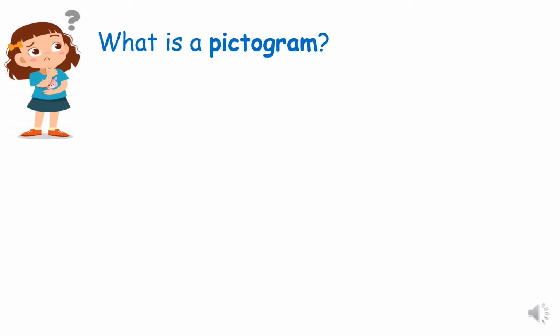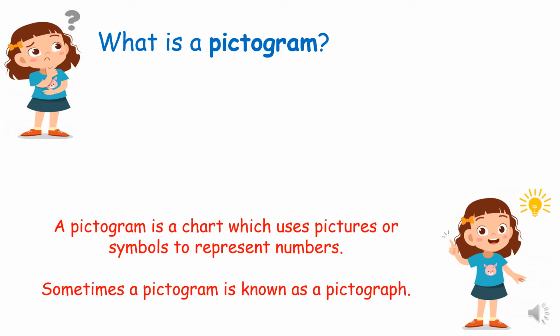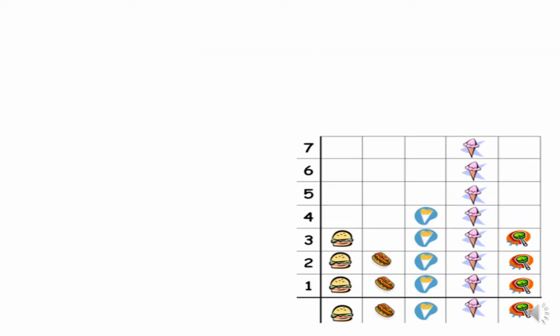So think back to yesterday's lesson. What is a pictogram? A pictogram is a chart which uses pictures or symbols to represent numbers. Sometimes we can call a pictogram a pictograph. So these are charts where we're using pictures or symbols rather than numbers. Pictograms are very helpful because they're very easy to read. We can look at them and instantly be able to compare information.